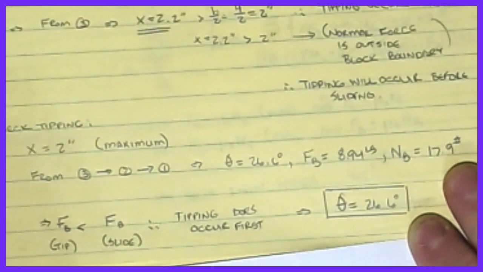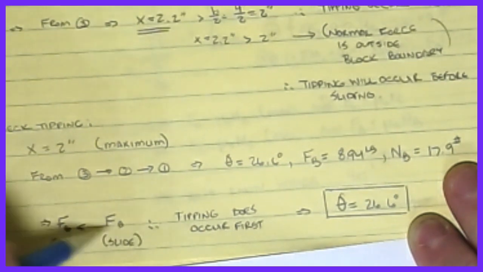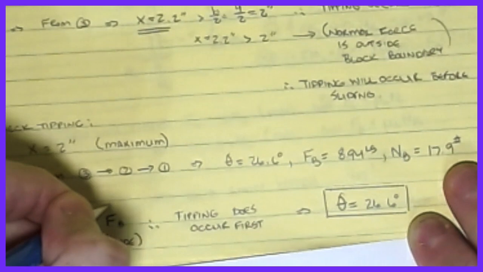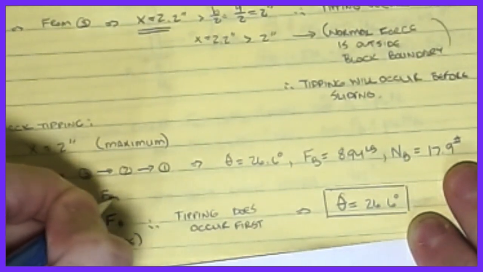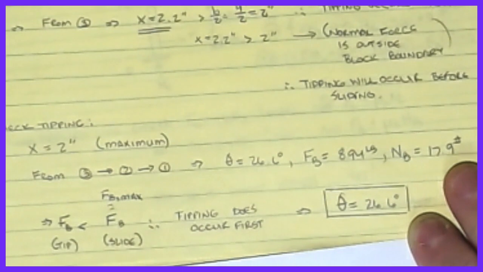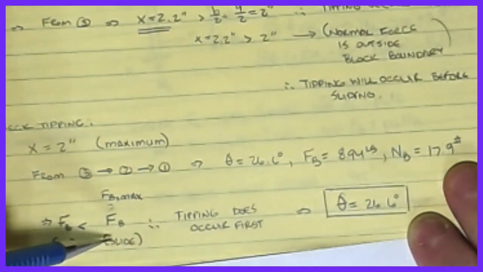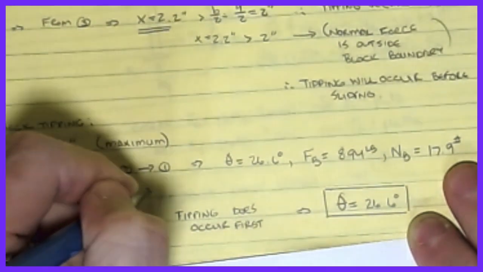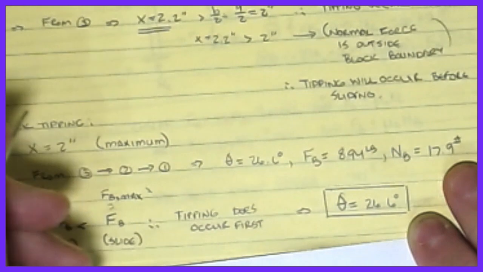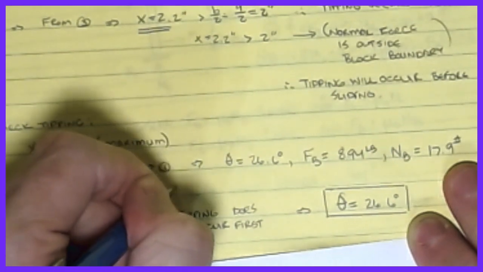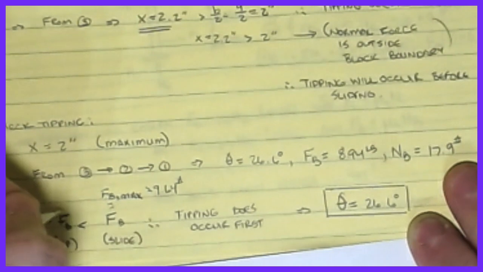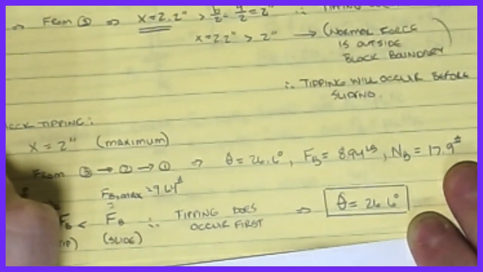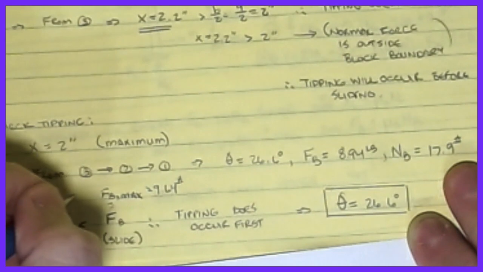We can do a quick check on this. When we check our FBs for the friction values, this was the one we had set equal to FB max. That was the sliding criterion, using the logic we've established. What we found before was 9.64 pounds for sliding. This one is 8.94 pounds, so it's clearly less.